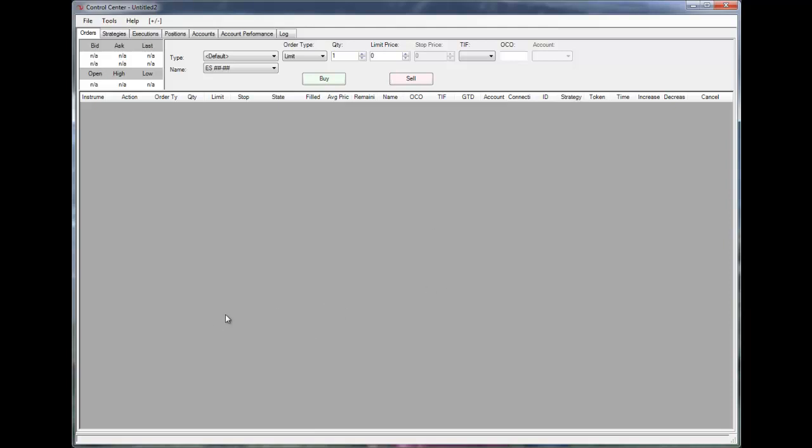Okay, now we've set up the charts with our chart templates. Let's move on to the market analyzer. Again, this is very easy indeed.